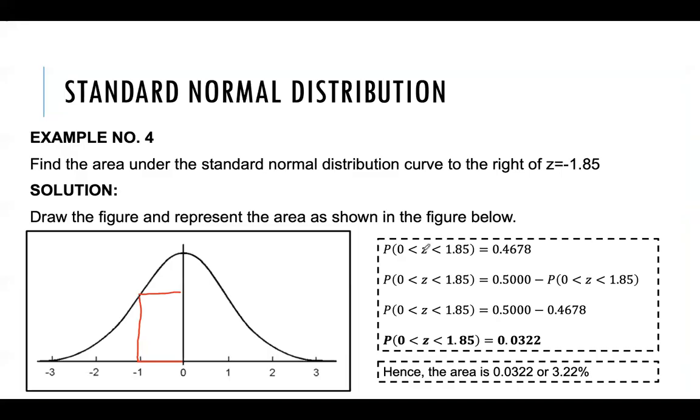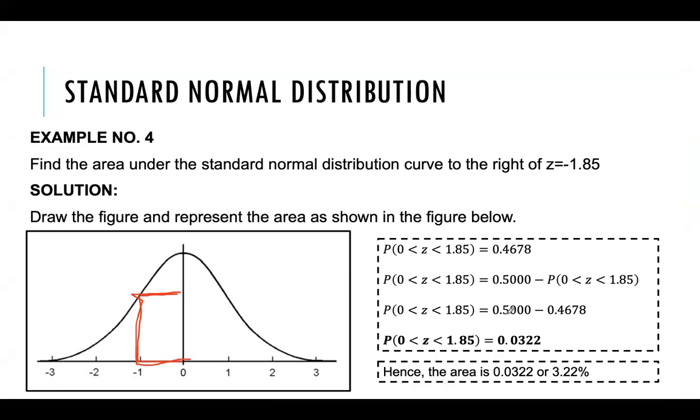46.78. Okay, so the area between the 0 and z value of 1.85 is 0.4678. Since half of the area lang yung gagamitin natin na area, class, okay, so we have to subtract this from 0.5000. Okay, since ito lang yung kailangan natin.